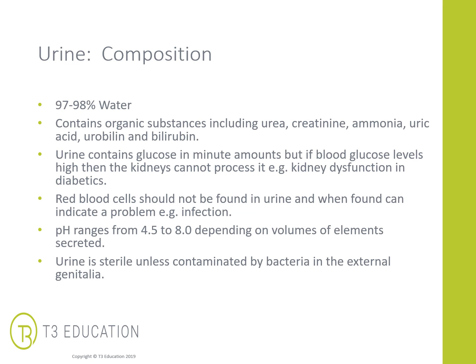The pH ranges from 4.5 to 8, which is quite a lot, but it kind of makes sense when we've gone through the functions because it depends on the volumes of elements it's secreting at any one time. And finally, urine is sterile unless contaminated by bacteria in the external genitalia.